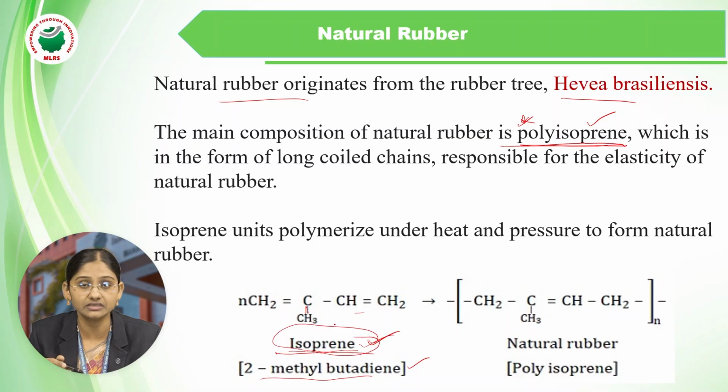So what is this isoprene? Where is this isoprene structure present? It is present in the latex. The milky white liquid we have collected from the plant Hevea brasiliensis, that latex contains the structure that is the isoprene. After taking that latex, it undergoes polymerization, that means it is subjected to heat and pressure.